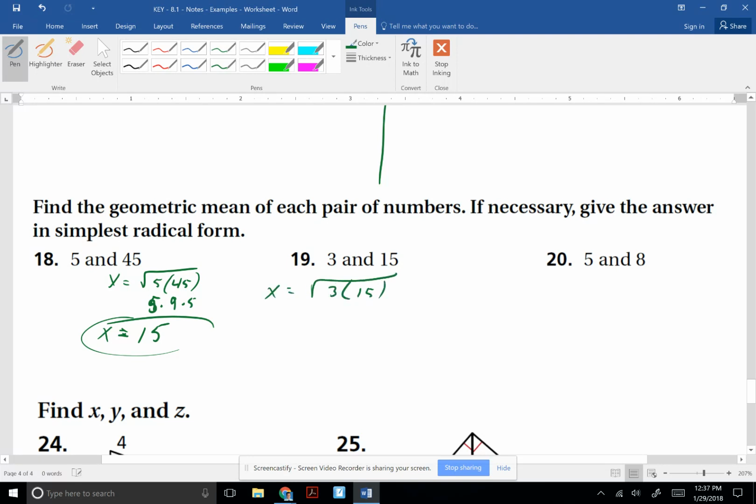Radical x equals radical 3 times 15. That's to find the geometric mean between those. So that's going to be 3 times 5. So 3 times 3 times 5. Pull out a 3. 3 root 5. All right. And then we get x equals radical 5 times 8. So looks like we're just going to get, well, that's just going to be 2 times 2, so we can pull out a 2, and then we have 10, 2 radical 10.